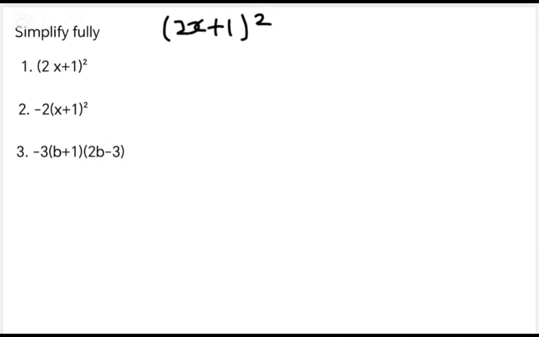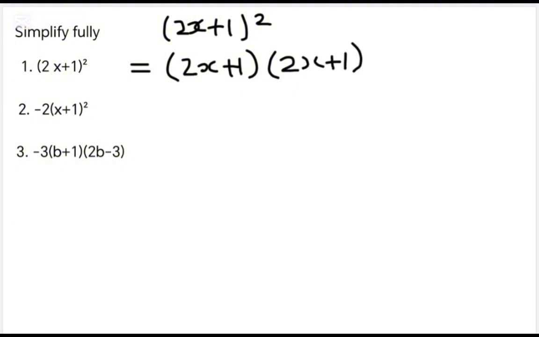This square that is here basically means that this bracket is counted twice. What do I mean? It is the same as 2x plus 1 and 2x plus 1. Perfect. So whenever you see a square, you just have to put the brackets twice and multiply them. What you're going to do next is multiply this one with this, and you're going to get 4x squared.